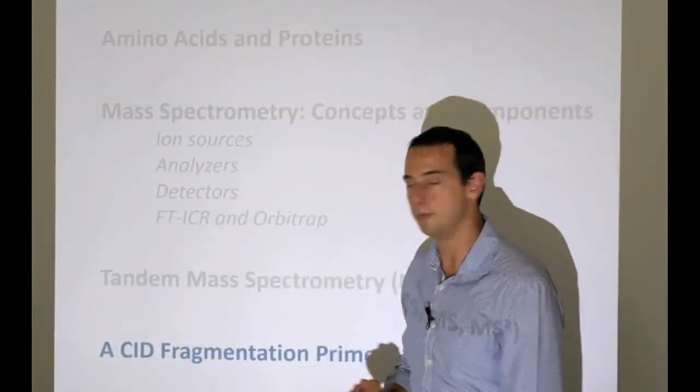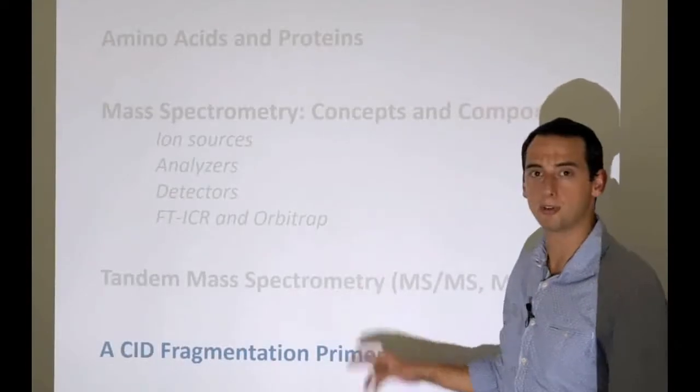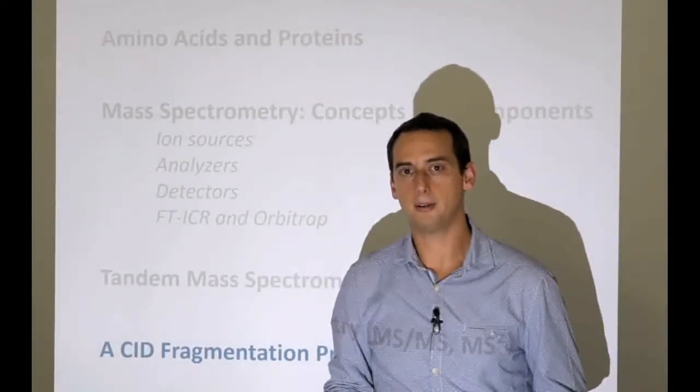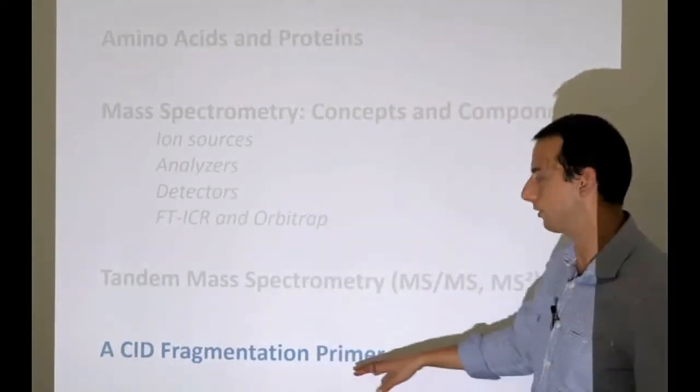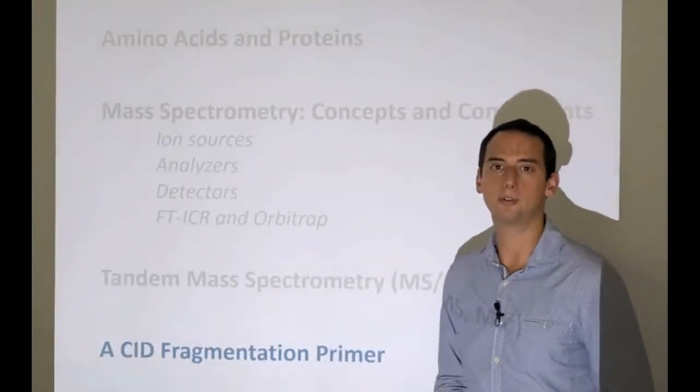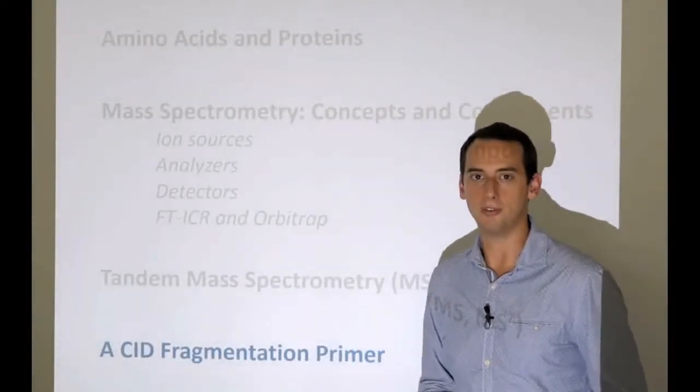And then in the sixth and previous lecture we talked about tandem mass spectrometry and how we fragment ions into smaller bits and then analyze these. And now we're going to have a closer look at this fragmentation, and that will conclude our basics of mass spectrometry. So without further ado, let's have a look.